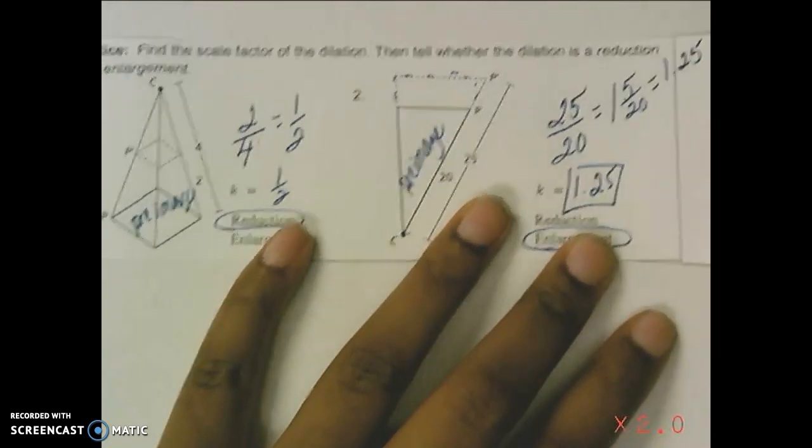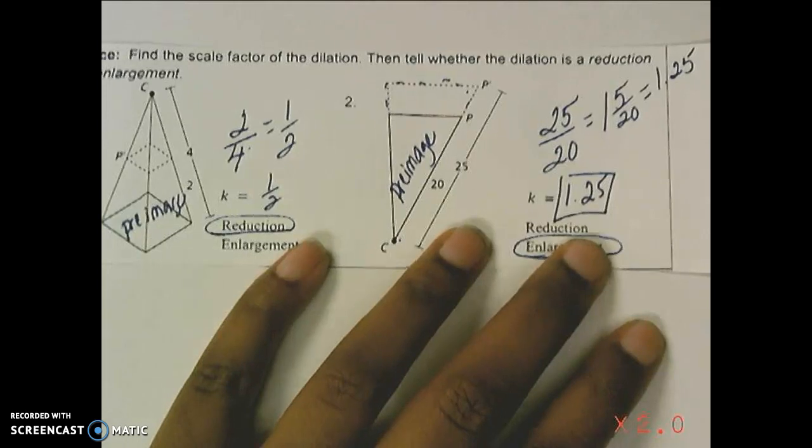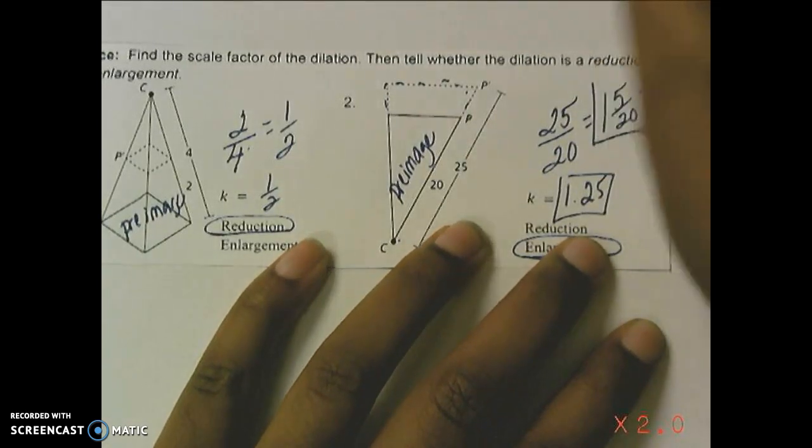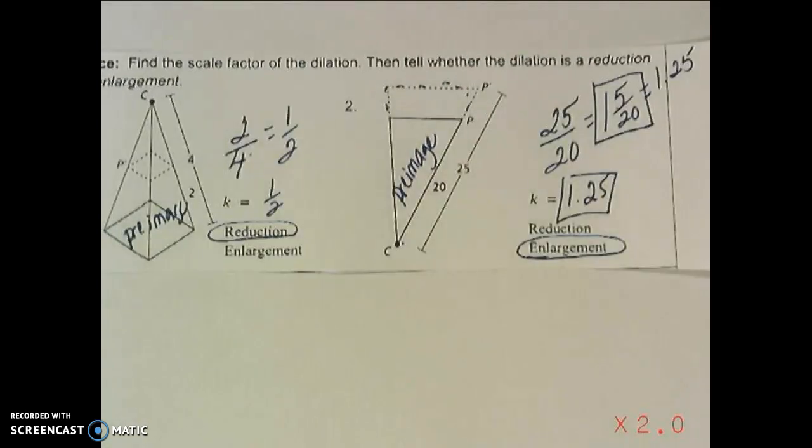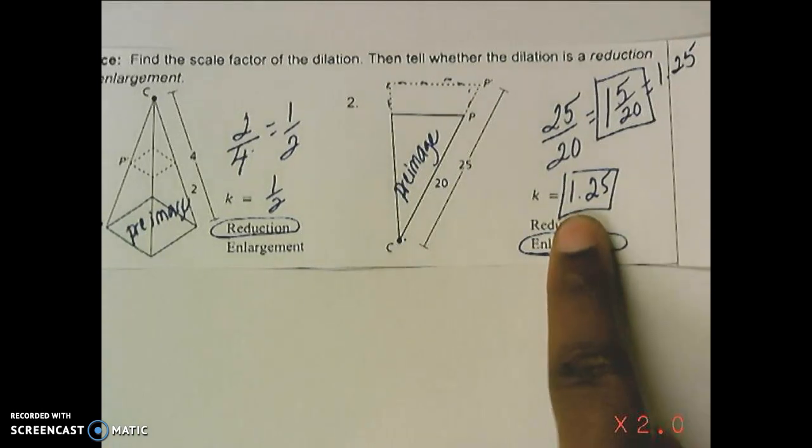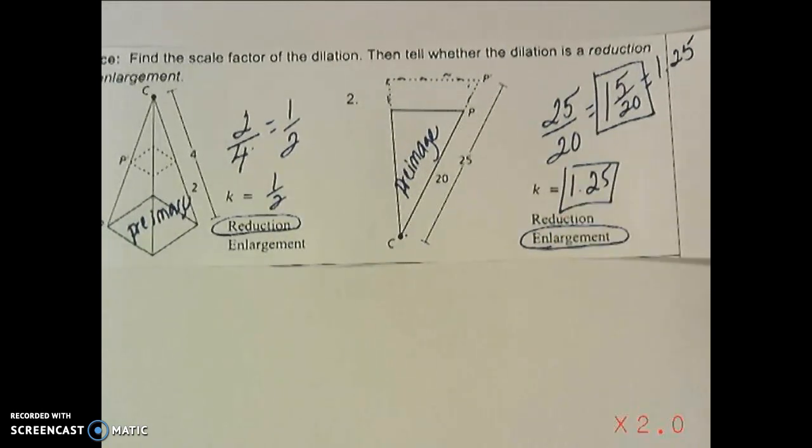Okay, so like I said a second ago, you can write it as a decimal if you want, 1.25, or you can leave it as a mixed fraction. It really doesn't matter which one you do, just as long as you know that an enlargement will have a scale factor that's greater than 1, and our scale factor here is 1.25. That lets us know that we did it right.